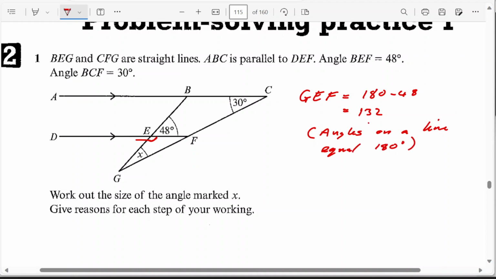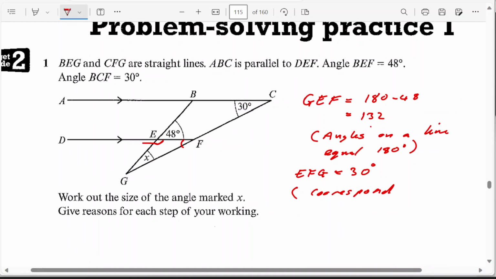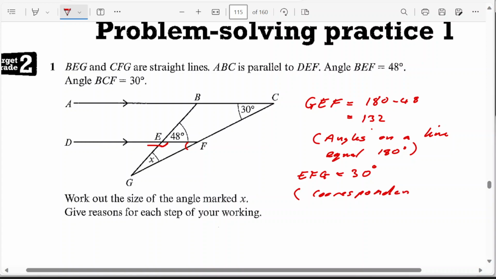And then I'm going to say that this angle here, EFG, is going to be equal to 30 degrees, and the reason is that it is a corresponding angle to BCF. And then from there, I'm going to use angles in a triangle.